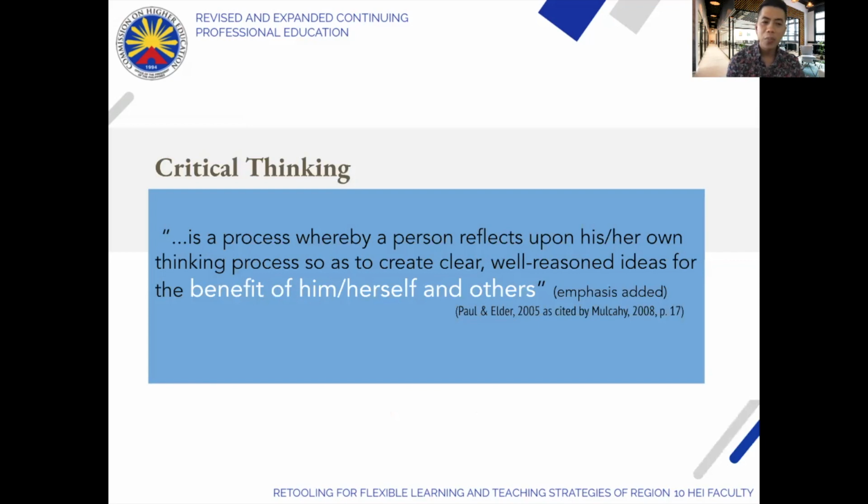Another very important aspect of critical thinking, according to Paul and Elder, is that it is a process whereby a person reflects upon his or her own thinking process so as to create clear, well-reasoned ideas for the benefit of themselves and others. So this is very important because when we're doing critical thinking, it's not just supposed to benefit ourselves, but actually it will benefit other people. And in our classroom, of course, those others are the students, right?